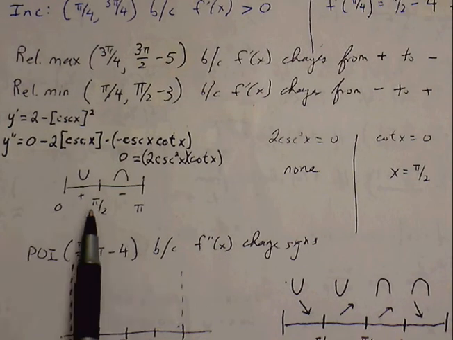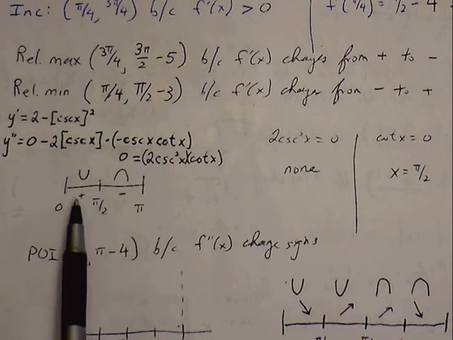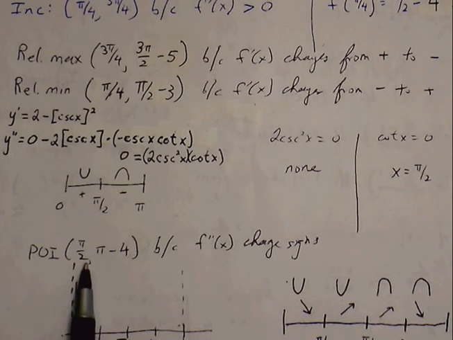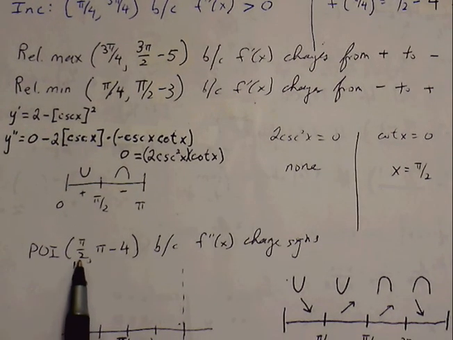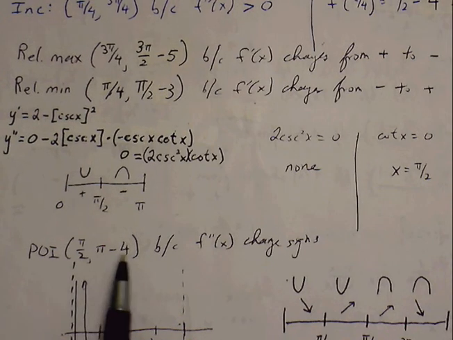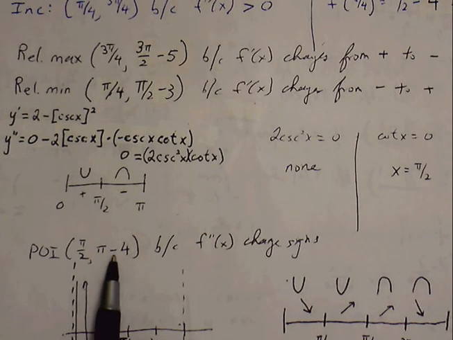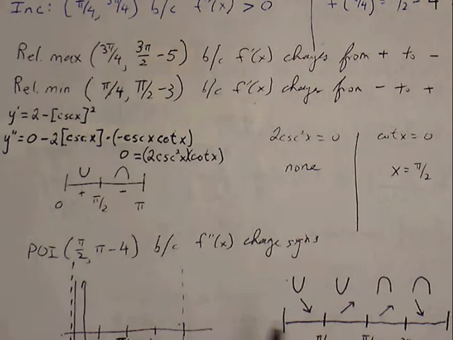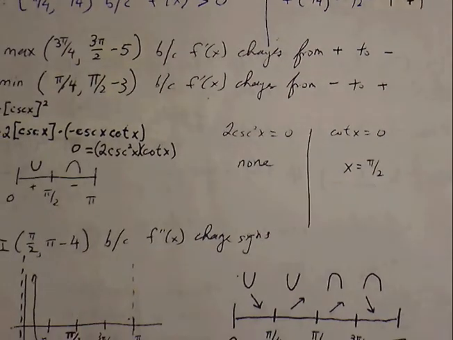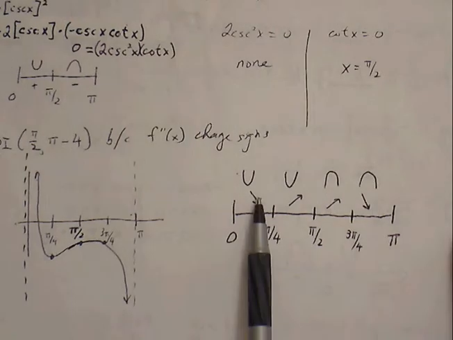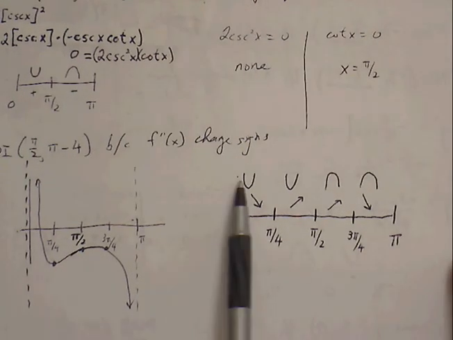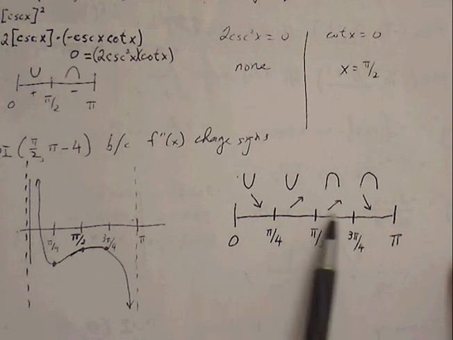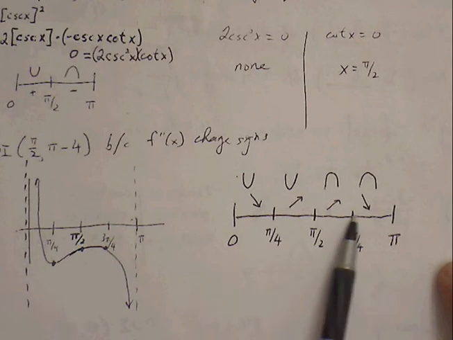Okay. There's a point of inflection at pi over 2, and we know that because there's a change in concavity. F double prime changes signs. So plug pi over 2 into the original equation, and you'll get pi minus 4. Think of pi minus 4 as 3 minus 4, which is negative 1, so the y value is negative 1. Now, if I put all my critical points on the same sign line, as well as concavity and increase, decrease, then I can use this to sketch my graph.